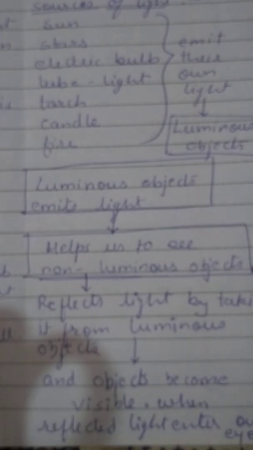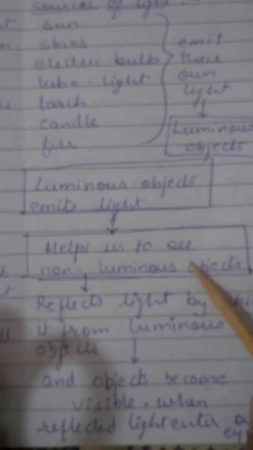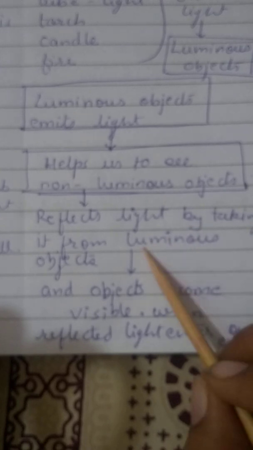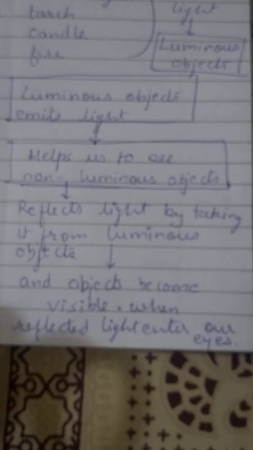And how? From the luminous objects the light will fall on the non-luminous objects. Non-luminous objects reflect the light, and that light falls on the retina and we can see them. The object reflects light by taking it from luminous objects, and the objects become visible when the reflected light enters our eyes. So this is how we can see the objects. This is very important.